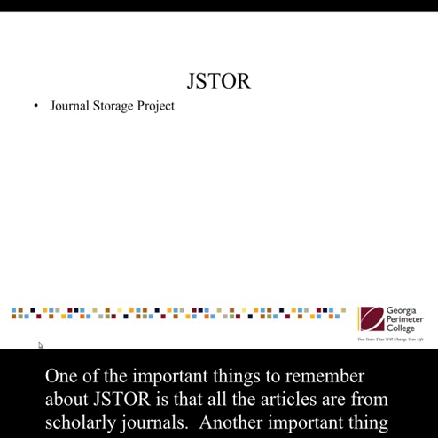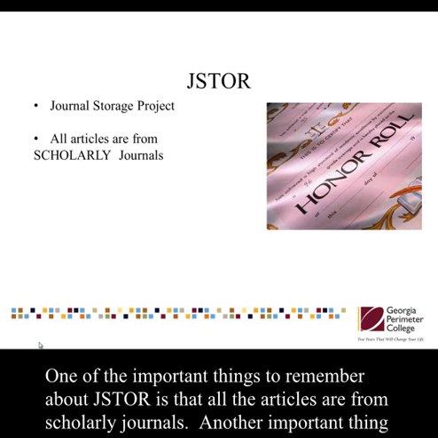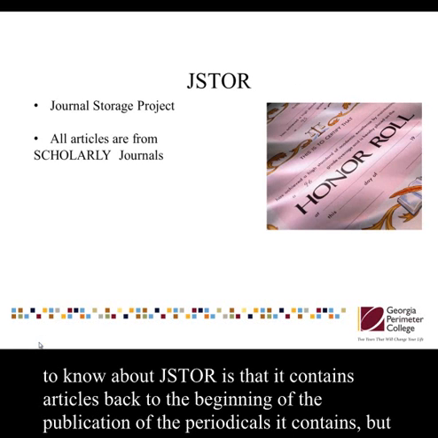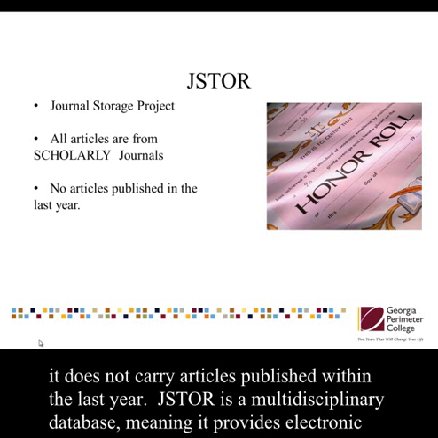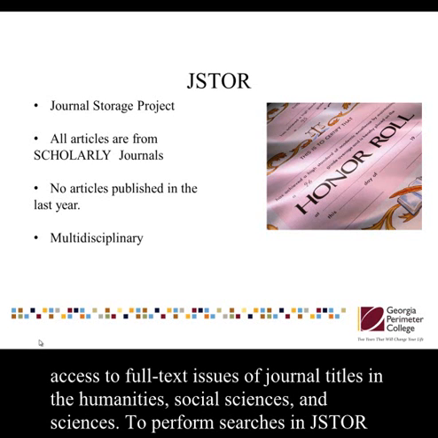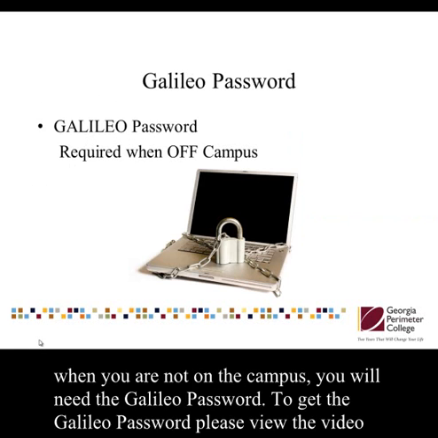One of the important things to remember about Jstor is that all the articles are from scholarly journals. Another important thing to know about Jstor is that it contains articles back to the beginning of the publication of the periodicals it contains, but it does not carry articles published within the last year. Jstor is a multidisciplinary database, meaning it provides electronic access to full-text issues of journal titles in the humanities, social sciences, and sciences. To perform searches in Jstor when you're not on campus, you will need the Galileo password.